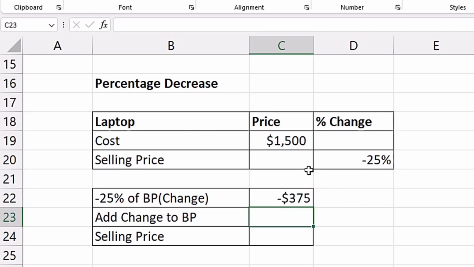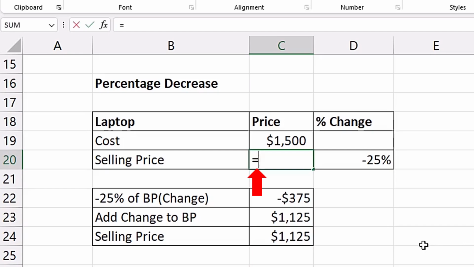Now in order for us to get the final selling price, we need to add this change to the cost, and that one will actually give us the selling price. So let's do that. I'm going to do equals to the change plus the cost, and when I hit enter, you can see that the selling price is $1,125.